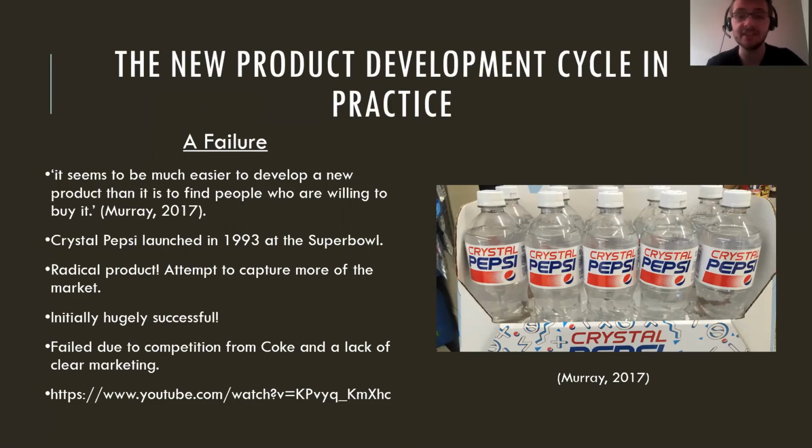Crystal Pepsi launched in 1993. This was a radical product. Pepsi were attempting to capture more of the market with an untested clear cola. Using their own NDP cycle, Crystal Pepsi was successfully tested in Denver and Sacramento. It was initially hugely successful. For the first year, it greatly increased Pepsi's profits, yet today it's known as a failure. So what went wrong? Crystal Pepsi ultimately failed due to practices beyond its control, particularly competition from Coke.